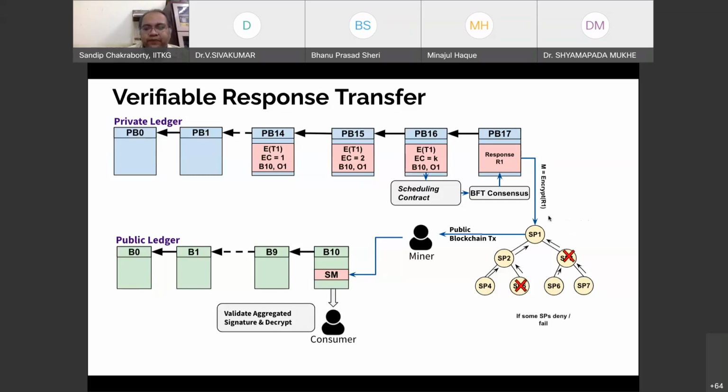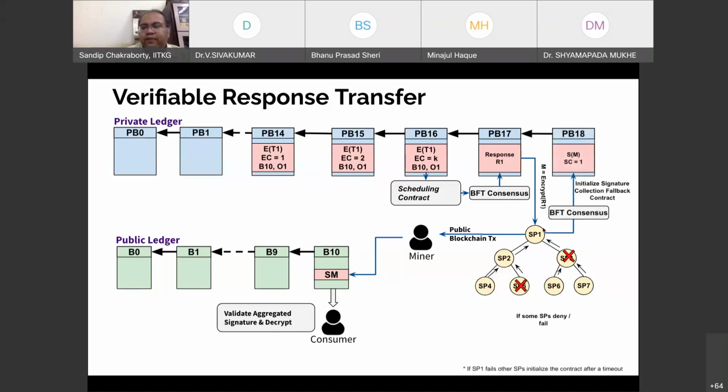Okay, so here at the same time, whenever we are doing the signature, that signature is also put in the private ledger for auditing purposes, so that if later on some other parties want to see whether this signature has been passed through the collective signing mechanism, you can do that by looking into the private ledger.